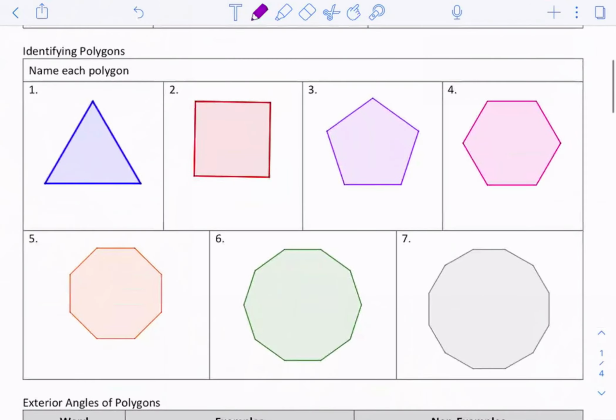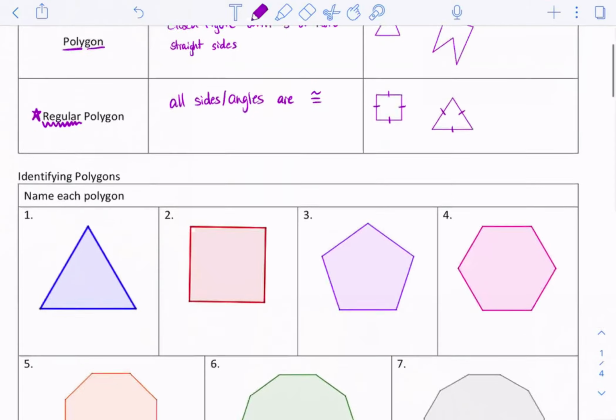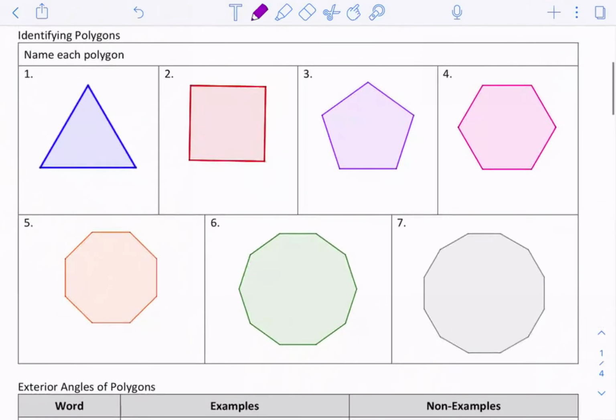So let's see if you can name these. Pause the video. See if you can name all 7 of these types of polygons. Now keep in mind, I may have drawn them to be regular, but not necessarily am I telling you they are. So everything that has 3 sides is called a blank. Everything that has 4 sides is called a blank. See if you can find out. So let's see if you know what each one is called.